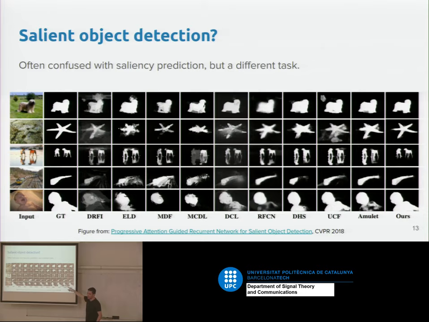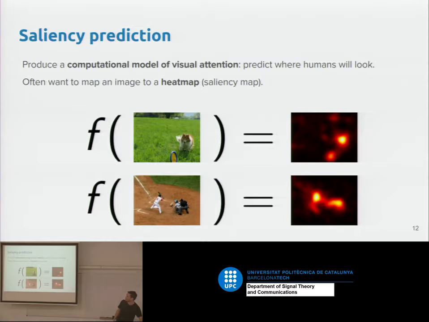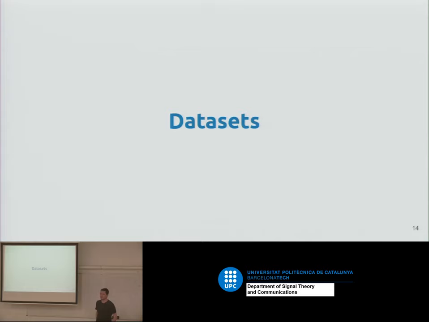So this is different to the heat map output. You'll see these two things in the literature. I'm referring to the saliency prediction task, which is this one here. Okay, so we do deep learning, so we're interested in data sets, because this is all very well and good, but we can't train anything if we don't have data, right? So what data sets are available for this task?